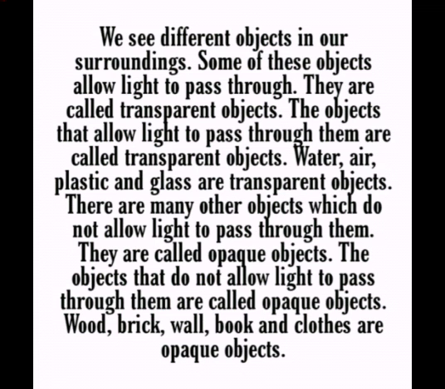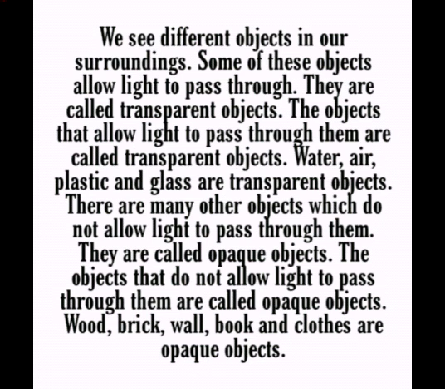We see different objects in our surroundings. Some of these objects allow light to pass through. They are called transparent objects. The objects that allow light to pass through them are called transparent objects. Water, air, plastic, and glass are transparent objects.